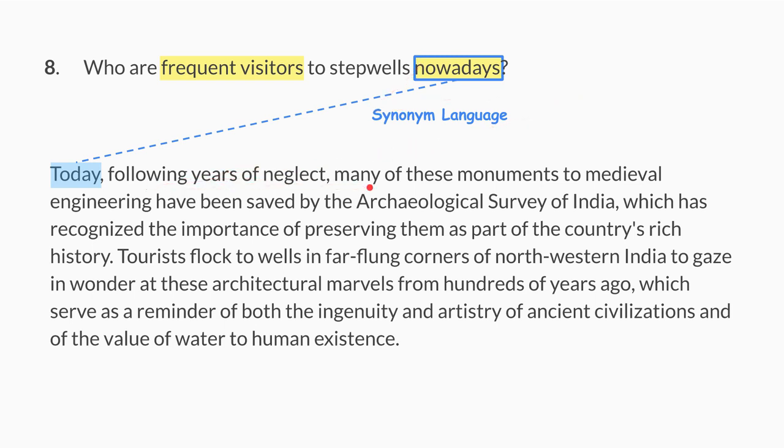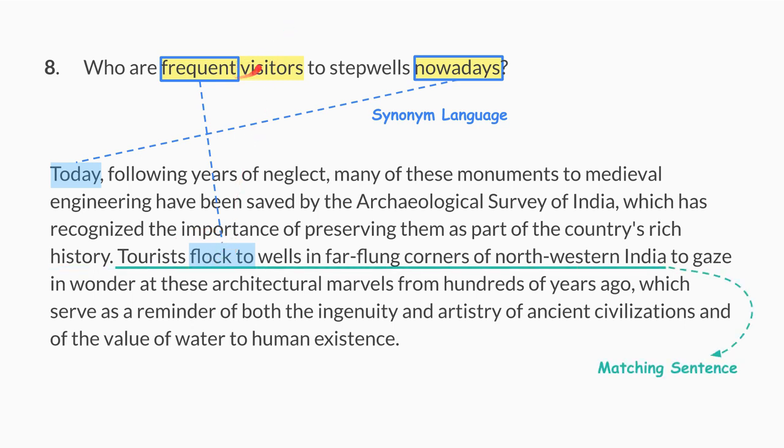I'm going to keep reading on. All right, check this out. So it says, tourists flock to wells. It says, tourists flock to wells in far-flung corners of northwestern India. So this right here, flock to, or tourists flock to, is synonym language for frequent. So tourists often do this, and visitors is also synonym language for tourists. So this is going to be our matching sentence, the sentence in which we're going to find our answer.